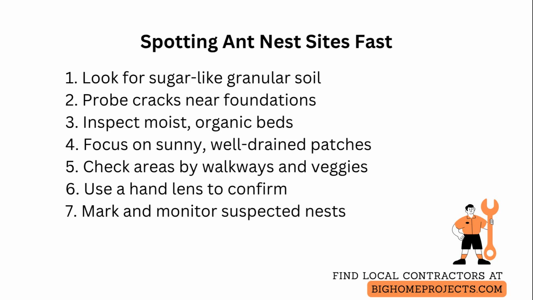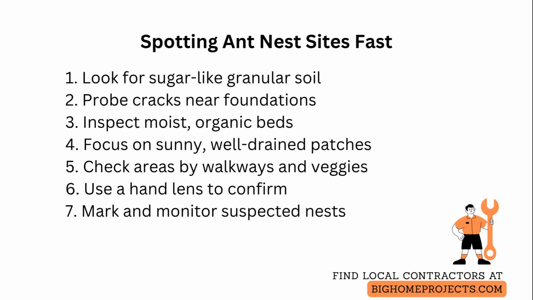Moist, organic-rich beds near vegetation attract species that prefer humidity, so inspect the base of shrubs and inside mulched perimeter beds for clods of fine soil or tiny entrances. Focus inspections on sunny, well-drained patches because many common lawn ants build surface mounds there, and pay close attention to areas adjacent to walkways and vegetable beds where soil is disturbed more often.